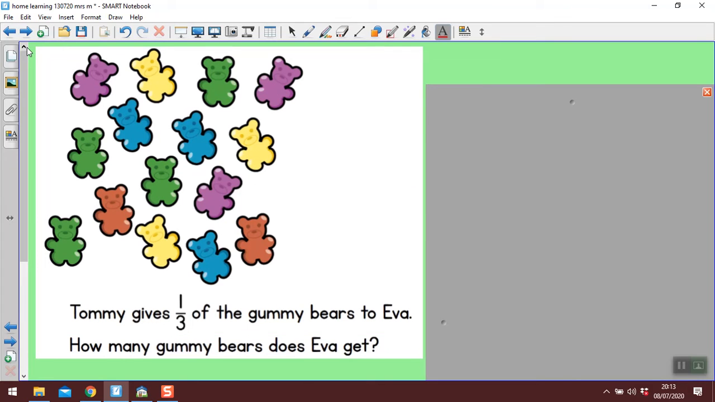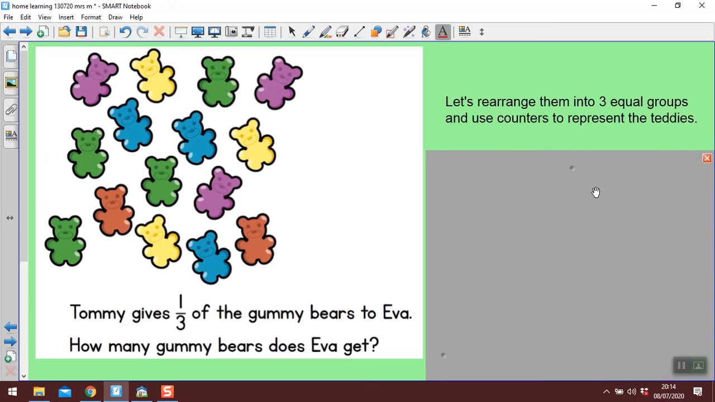Tommy gives 1/3 of the gummy bears to Eva. How many gummy bears does Eva get? So last time we found half of the gummy bears and we split them into 2 equal groups. Now we've got to find 1/3 of the gummy bears. So what can we do now to make it easier? We can split them into 3 equal groups, can't we?